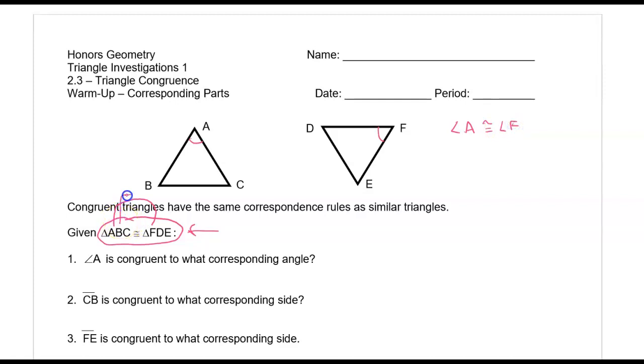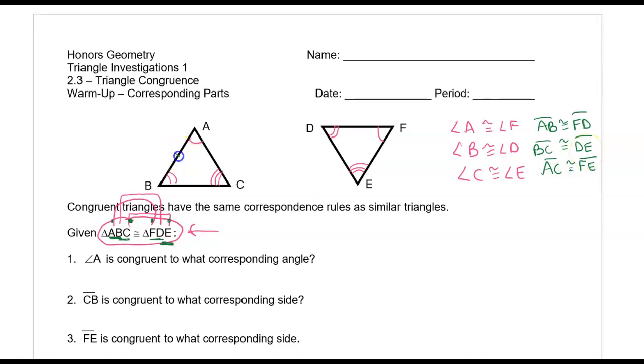Next, angle B is congruent to angle D. And third, angle C is congruent to angle E. There are three other pieces of information we can get from that sentence. There is segment AB congruent to segment FD, segment BC congruent to segment DE, and then segment AC congruent to segment FE. You can mark those congruent as well.